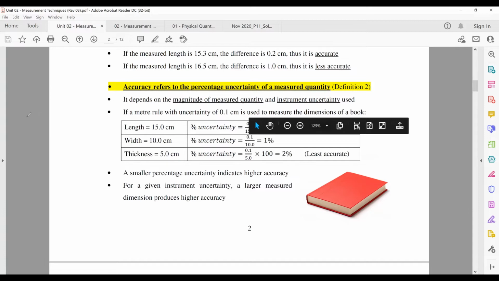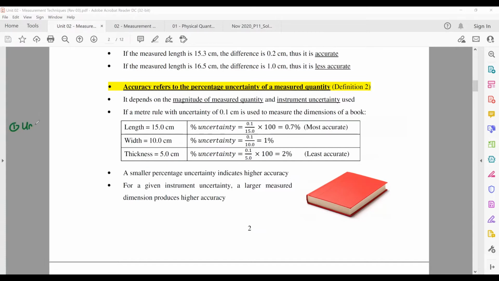Before I move on, just understand that uncertainty indicates the range where a measured value is likely to lie. You can just think of uncertainty as something like this first. It indicates the range where a measured value is likely to lie.